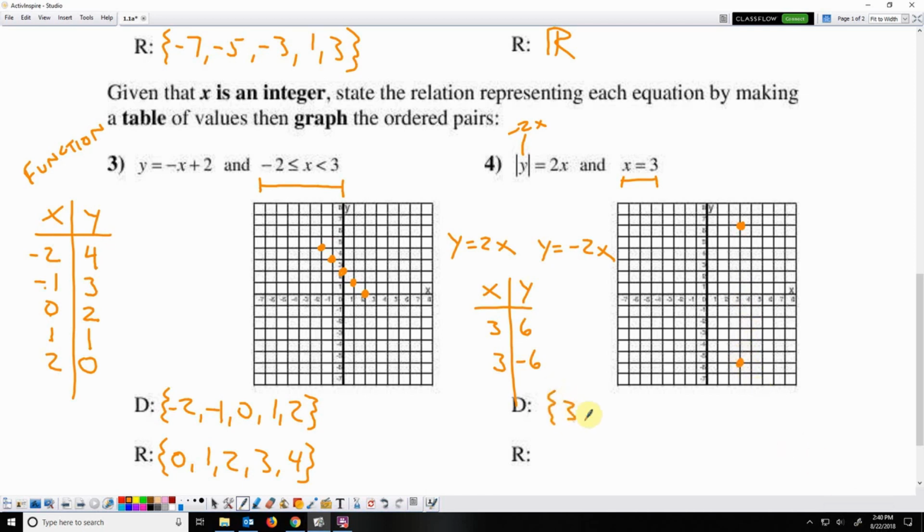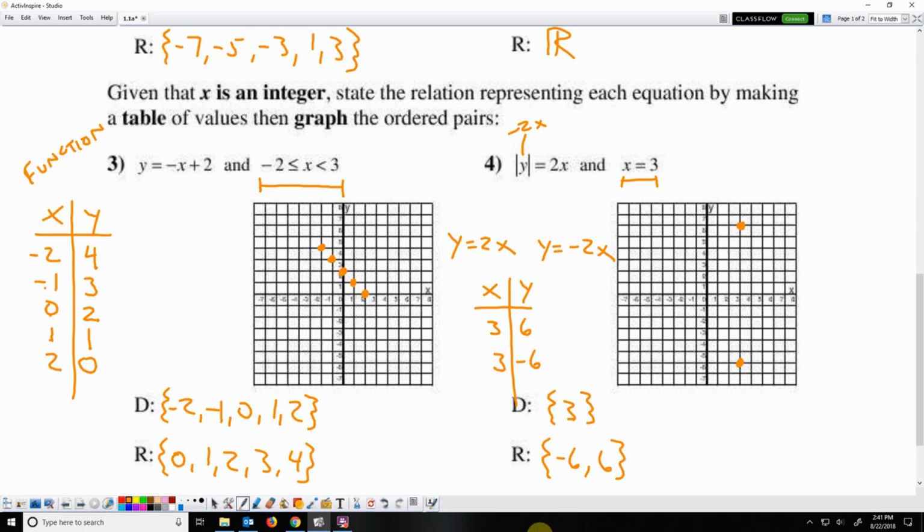The domain is 3. I don't have to list it twice just because I've used it twice. It's the same number, so the domain is 3. That's the only x value used. The range is -6 and +6.